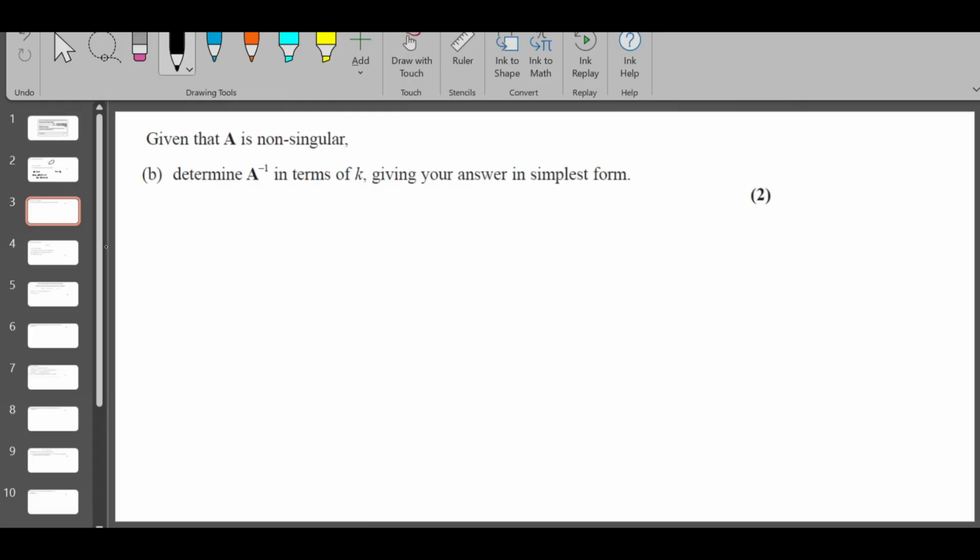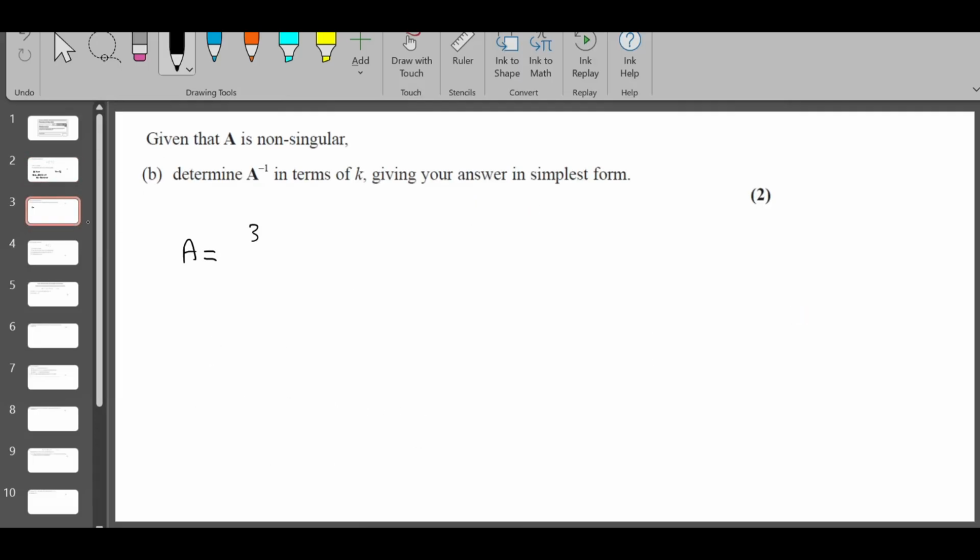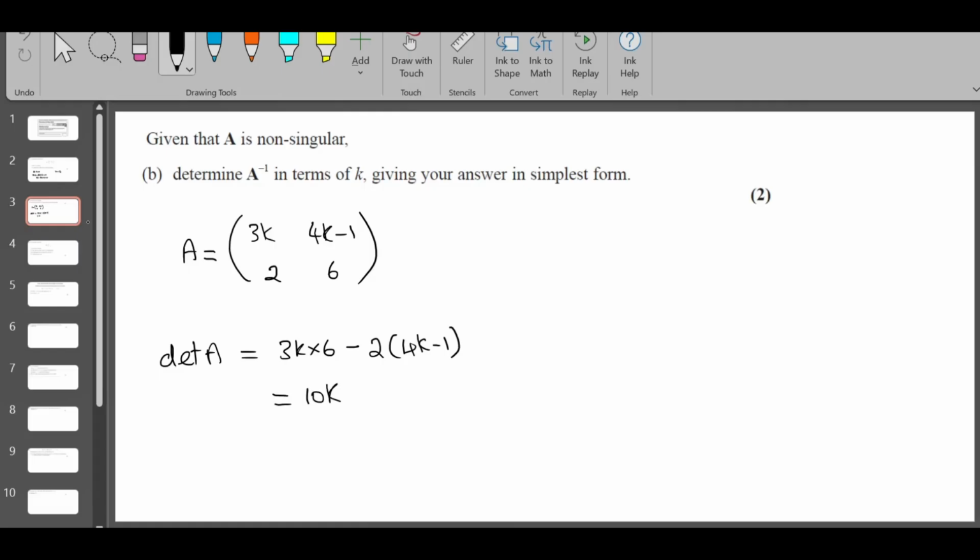It's very simple. First I'm going to write A here. A is 3k, 4k minus 1, 2, 6. So first find the determinant value of A. Multiply the elements in the main diagonal, 3k times 6, minus 2 times 4k minus 1. 18k minus 8k is 10k plus 1. That's the determinant value. So you can straight away write A inverse is equal to 1 over the determinant value.